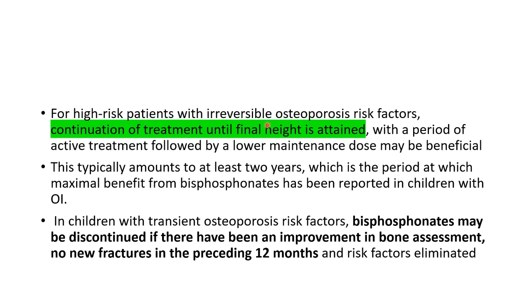For high risk patients with irreversible osteoporosis risk factors, continuation of treatment until final height is attained, with a period of active treatment followed by a lower maintenance dose, may be beneficial. This typically amounts to at least 2 years, which is the period at which maximal benefit from bisphosphonates has been reported in children with osteogenesis imperfecta.